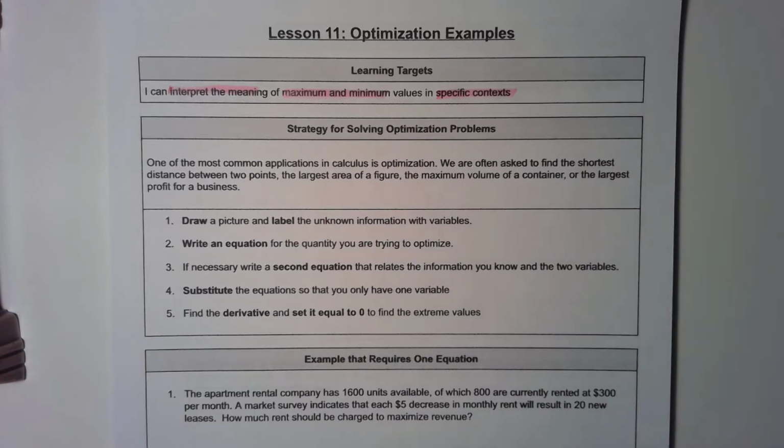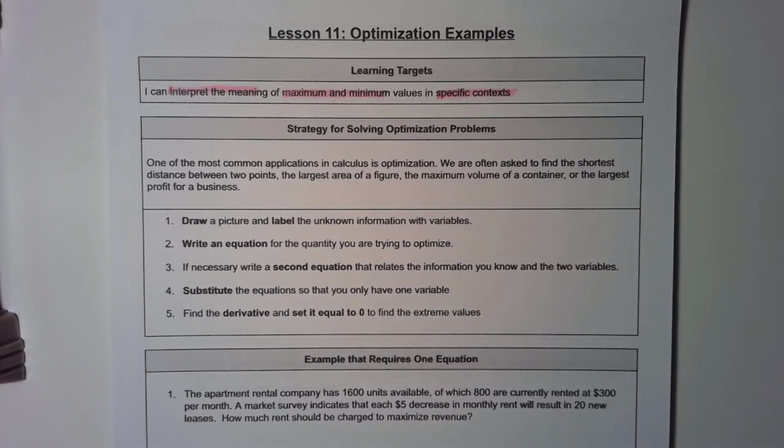Here is a strategy that we're going to use for solving optimization problems. This is one of the most common applications in calculus. We are often asked to find things like the shortest distance between 2 points, or the largest area, or the maximum volume of a container, or the largest profit for a business. All of these scenarios involve finding the highest or the lowest that a function might go. So, in other words, a maximum or a minimum.